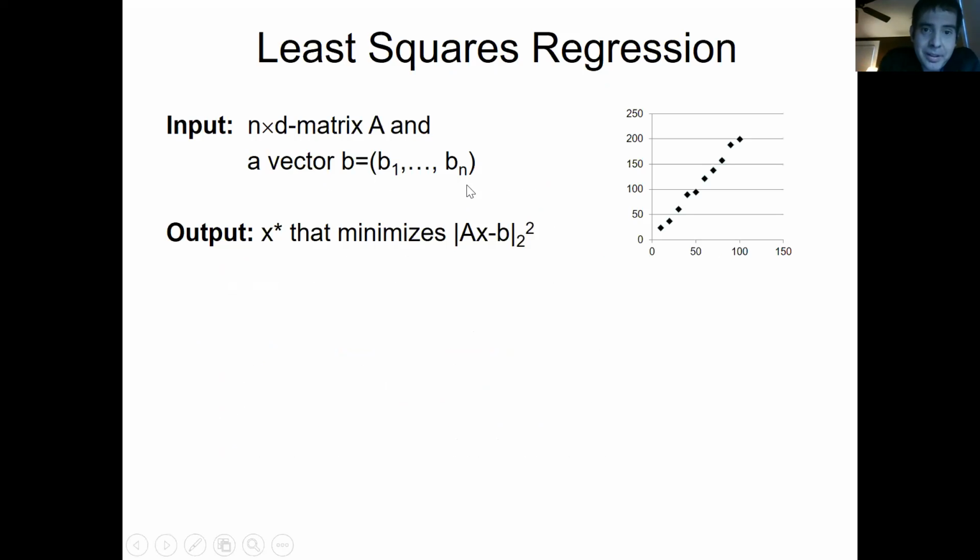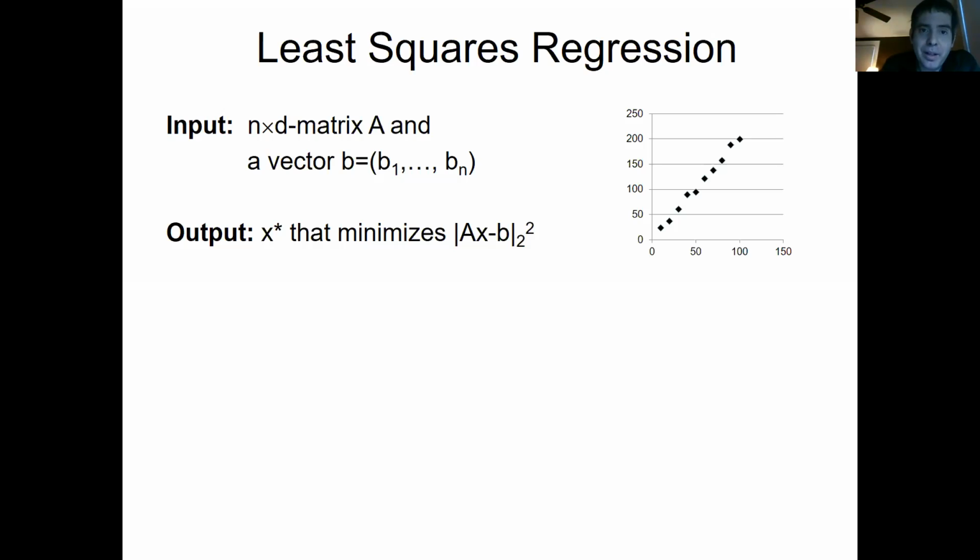So here is the bread and butter of statistics, the least squares regression problem. You have an n by d matrix A, and as input, you can think of the n rows as examples and the d columns as features in some problem. And you're given an n by 1 vector B, and you just want to find a d-dimensional vector x star that minimizes the Euclidean distance between A times x and B.